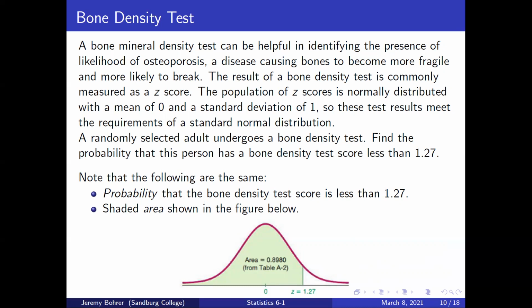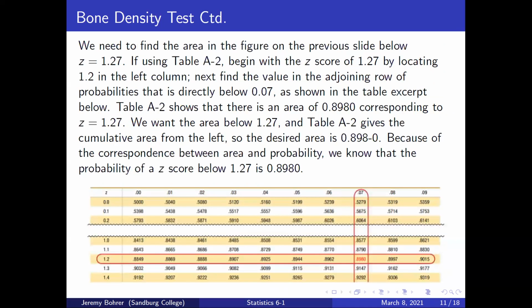Note the following are the same: the probability that the bone density test score is less than 1.27, and the shaded area shown in the figure below. We need to find the area in the figure on the previous slide below z equals 1.27.